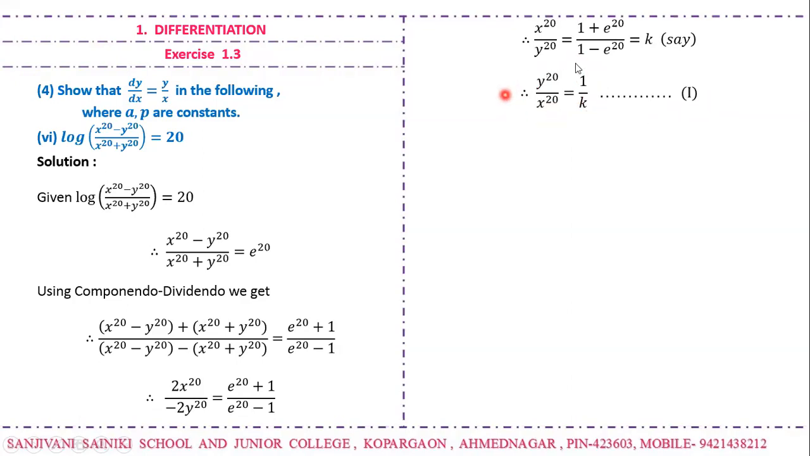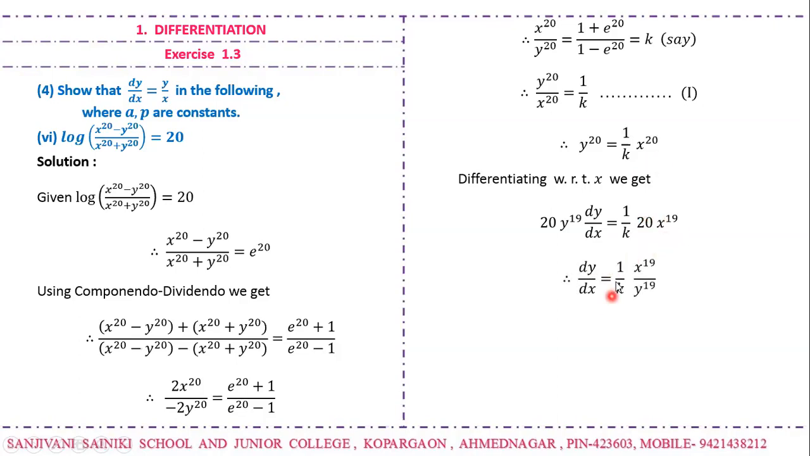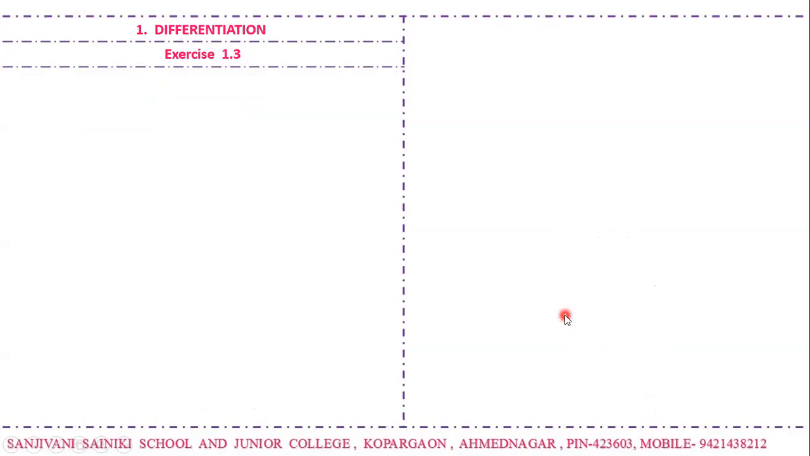So from this equation I can find the value of y raised to 20. So this is y raised to 20 equals 1 upon k times x raised to 20. Differentiate this with respect to x. The derivative of y raised to 20 is 20 times y raised to 19 dy by dx, and 1 upon k is a constant, so we can keep it as it is. The derivative of x raised to 20 is 20 x raised to 19. So dy by dx is 1 upon k times x raised to 19 upon y raised to 19. Therefore dy by dx is y raised to 20 upon x raised to 20 times x raised to 19 upon y raised to 19. Cancel these terms, and we get dy by dx equals y by x, the derivative of the given function.